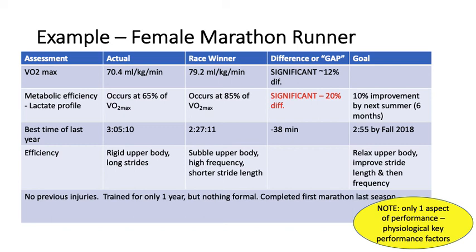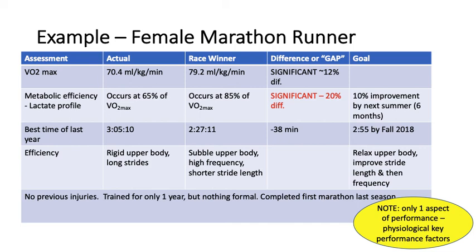We also tested this individual in metabolic efficiency, her lactate profile. We showed that her lactate profile occurs at 65% of her VO2 max. For the race winner, their lactate profile, their max lactate, occurs at 85% of VO2 max. So there's a significant difference here of approximately 20%. So the goal would be to improve her metabolic efficiency by 10% by next summer.